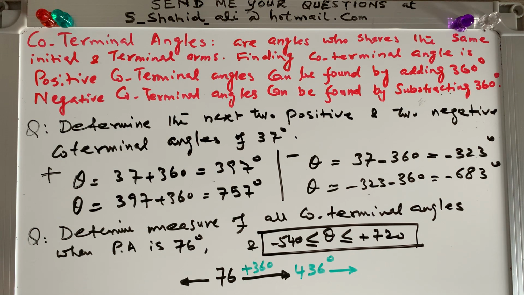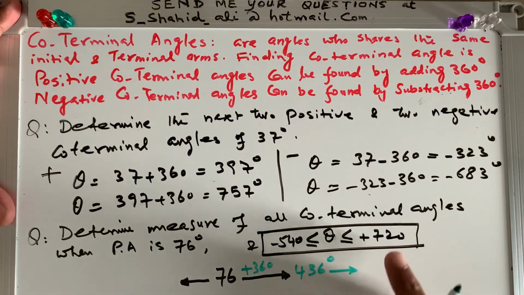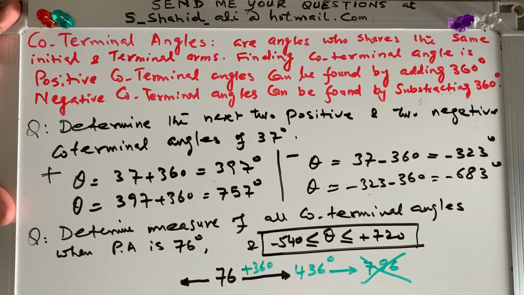plus 360, 796. But I cannot go to 796. That means I have to limit here because my theta is only in between plus 720. So do not write this angle here. You can say 796 is beyond my limit. So I have to cut it. This is not included in my answer, right?